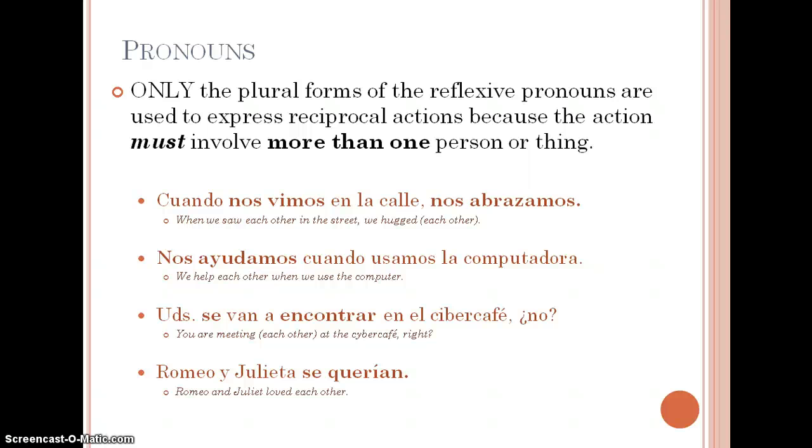My examples are as follows. Cuando nos vimos en la calle, nos abrazamos. Nos ayudamos cuando usamos la computadora. Ustedes se van a encontrar en el cibercafé, ¿no? Romeo y Julieta se querían. And notice I've tried to give you examples of a variety of different grammatical tenses to show how this can be used anytime you are talking about actions that are involving more than one person or thing.